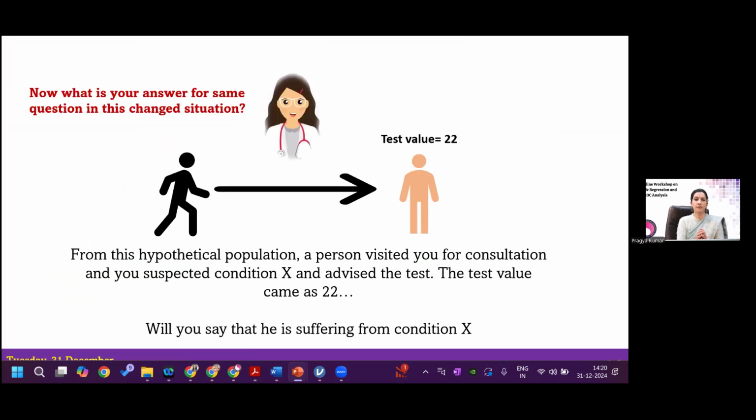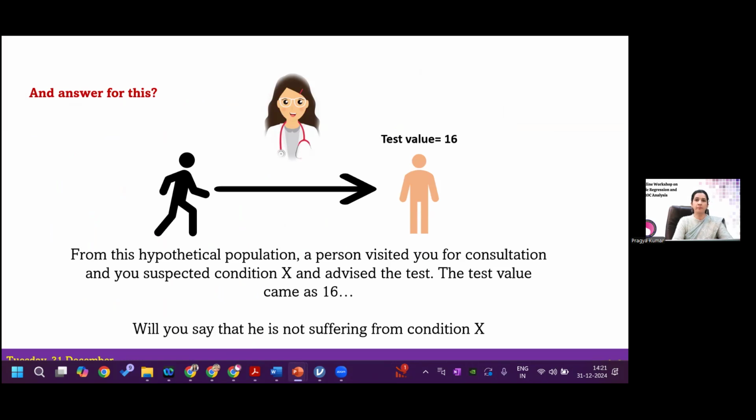So now if the patient comes to me and the test value comes as 22, can I say that he is definitely suffering from the condition X after seeing this? Yes, Priyanka is right. No, because I have seen that even if the value is high, the person was normal. Again, if the same person comes to me and the value is 16, can I say that he is not suffering from disease? Of course not. Why? Because I have seen that there were a few people who were diseased in spite of a low value of the test.